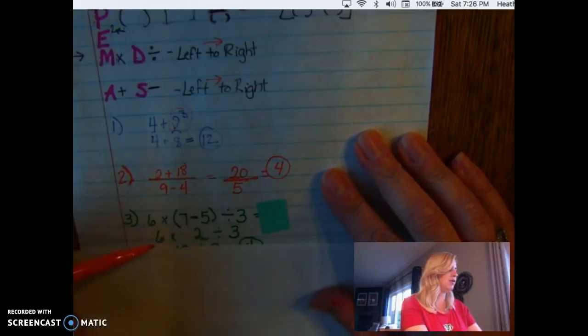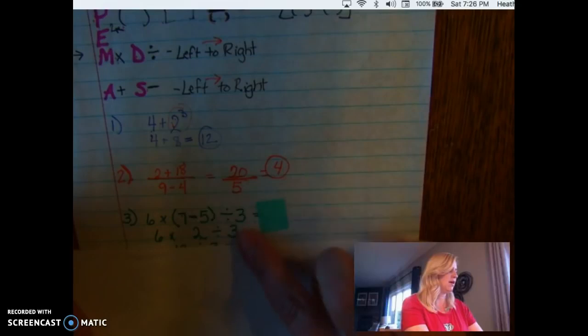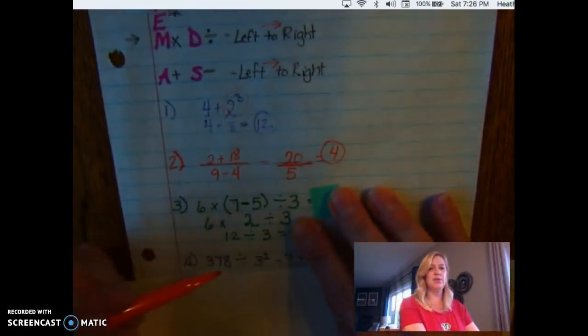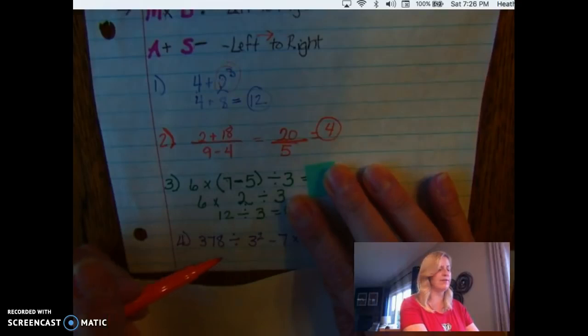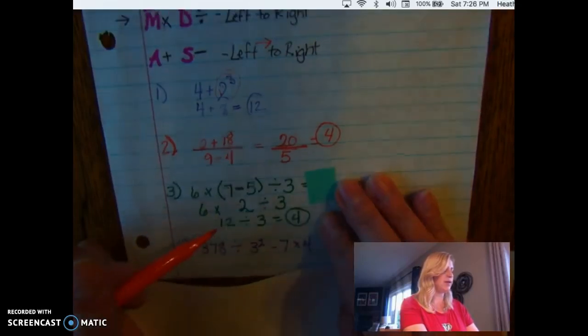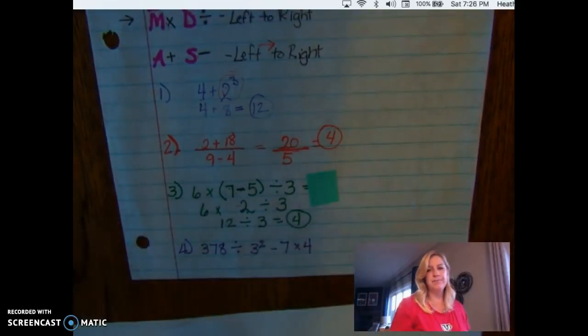And so then we go to 6 times 2 divided by 3. All right, when we go through that, we do the 6 times 2 because that's furthest to the left. And that's a 12, okay? And then we bring the 3 down. 12 divided by 3 is a 4, okay?